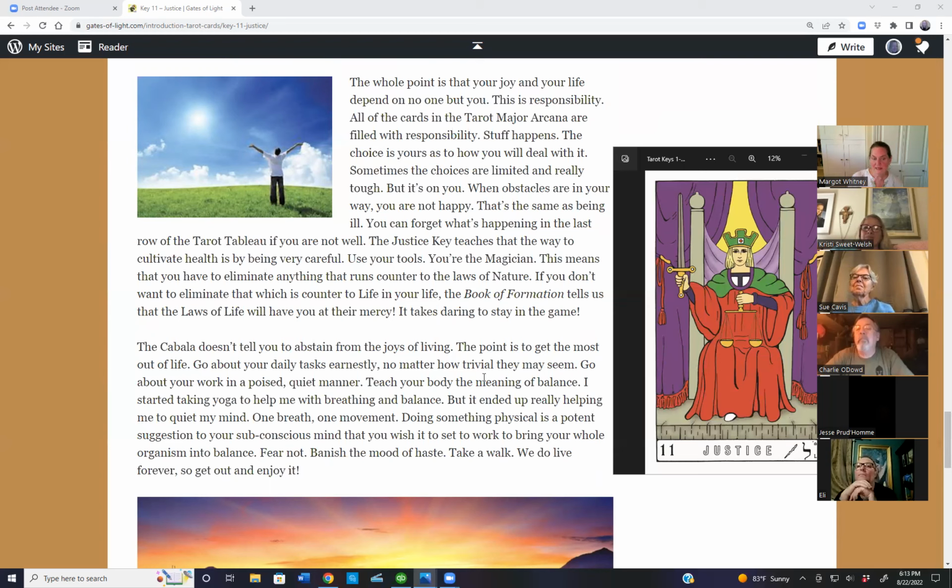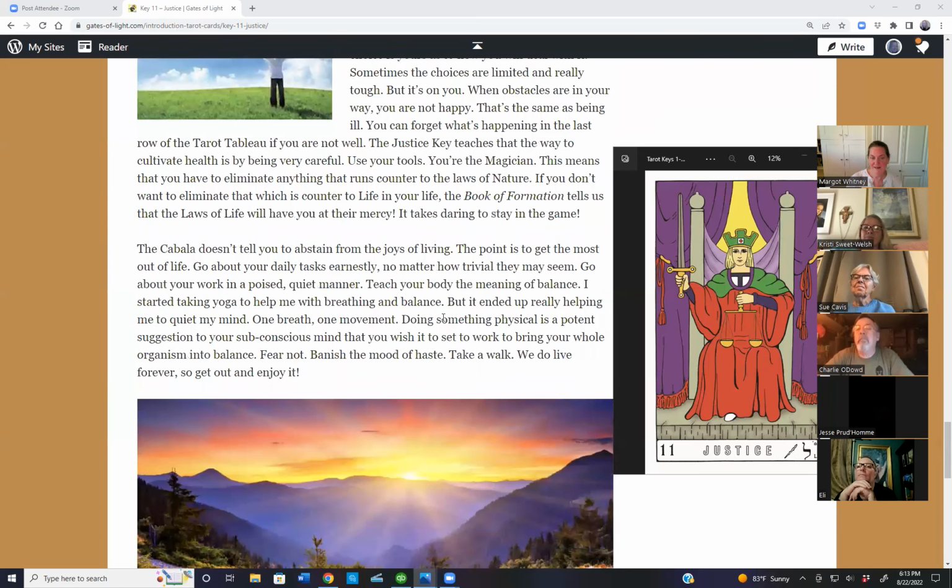The Kabbalah doesn't tell you to abstain from the joys of living. The point is to get the most out of life. Go about your daily tasks earnestly, no matter how trivial they may seem. Go about your work in a poised, quiet manner. Teach your body the meaning of balance.